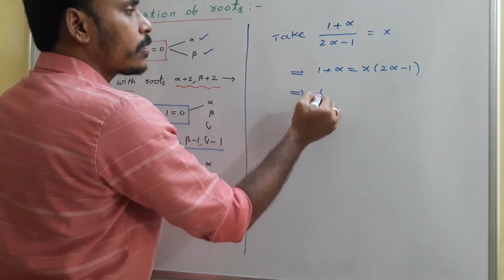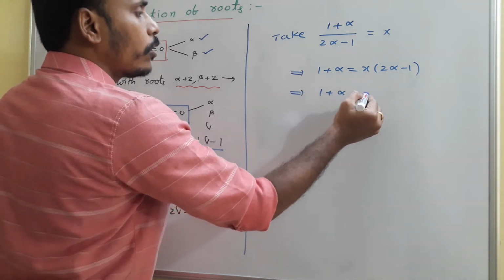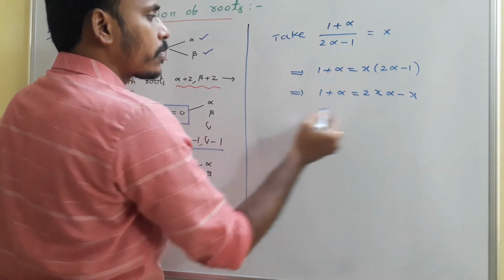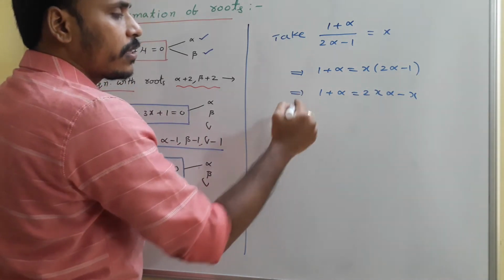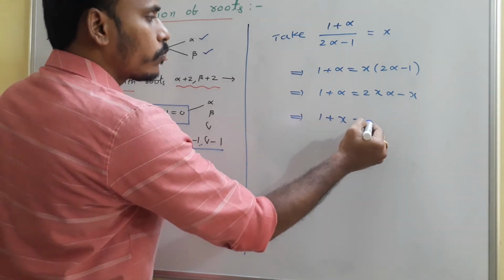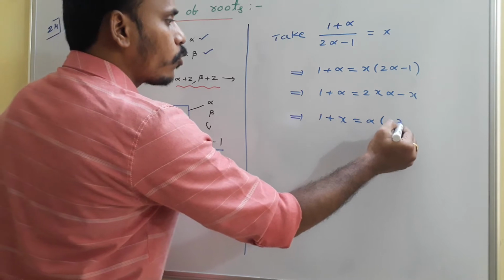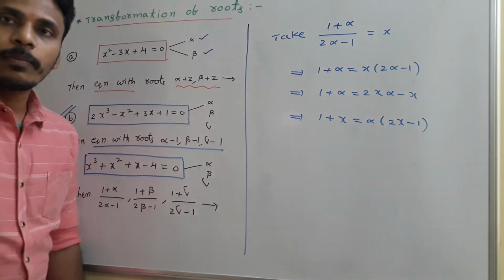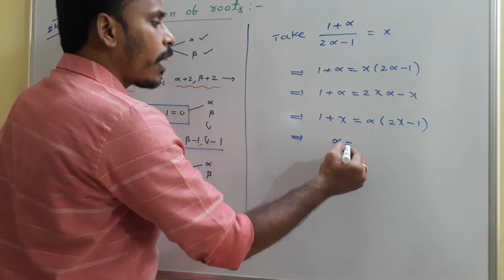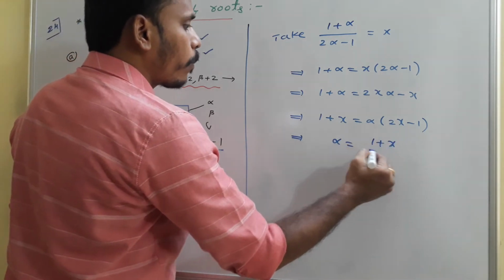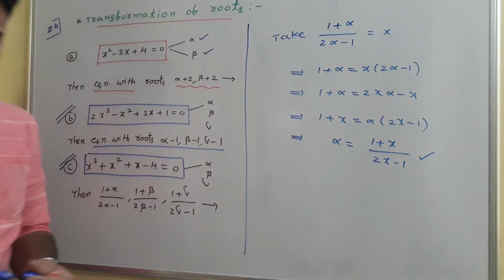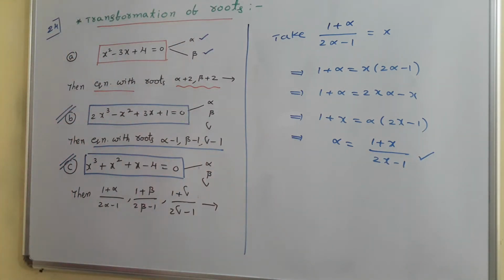And that implies 1 plus alpha is equal to 2x alpha minus x, right? Send x this side, alpha that side. 1 plus x is equal to alpha times (2x minus 1), and that implies alpha is equal to (1 plus x) by (2x minus 1). So alpha is equal to (1 plus x) by (2x minus 1).